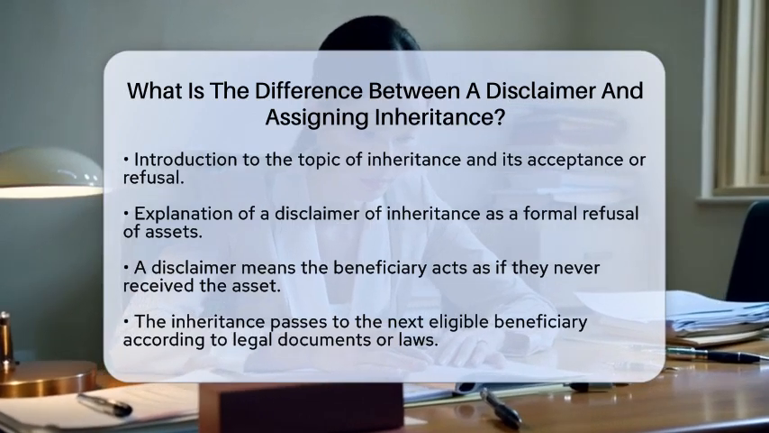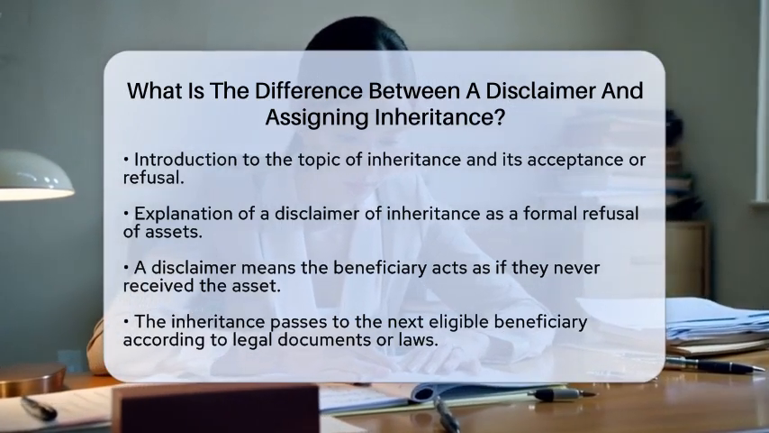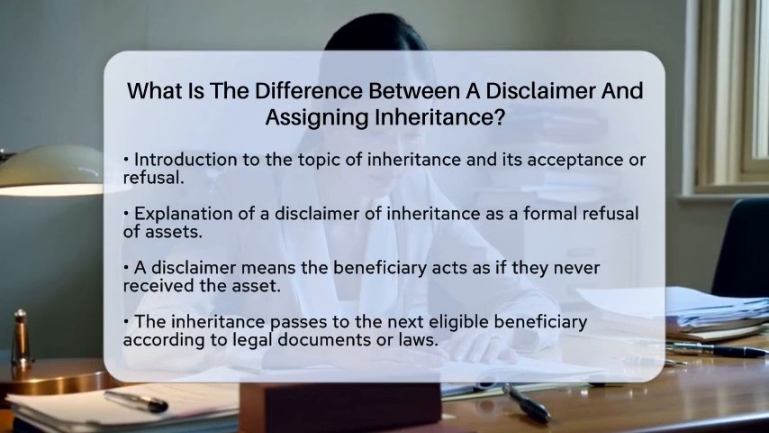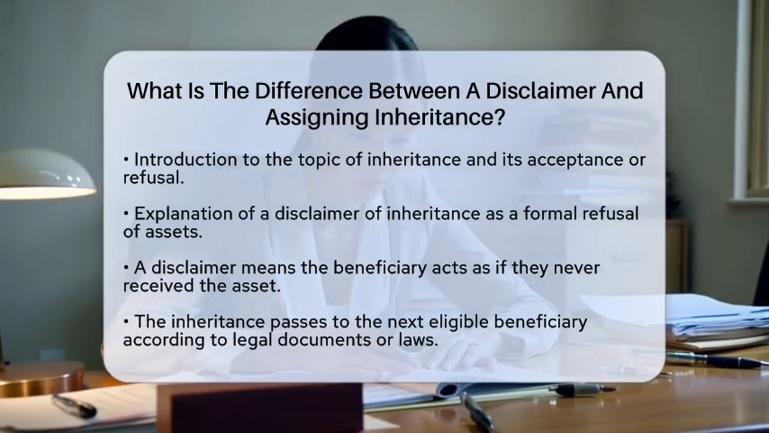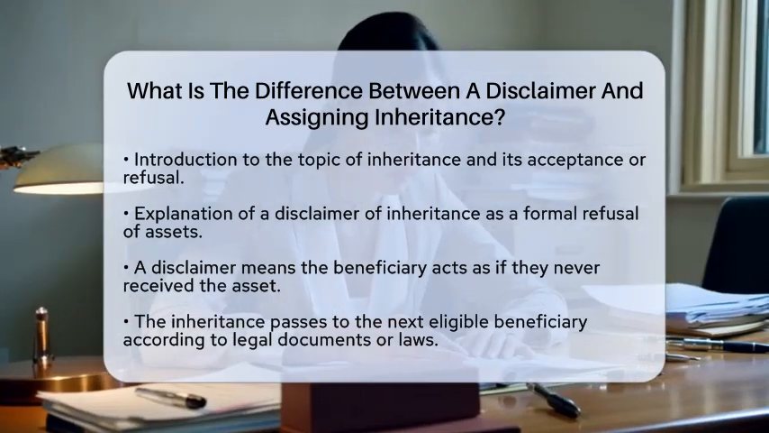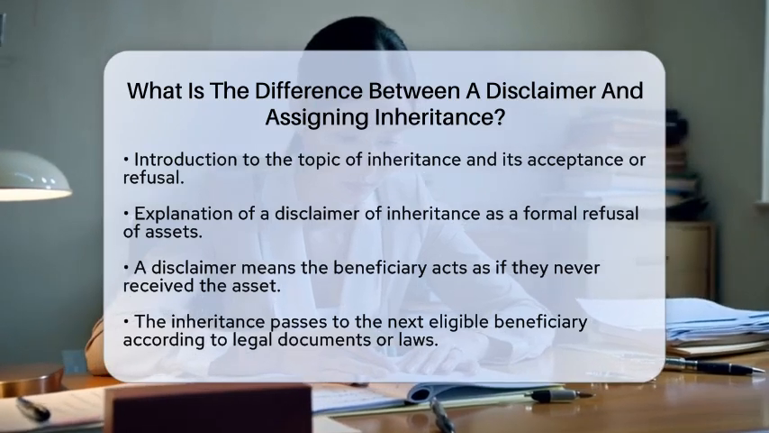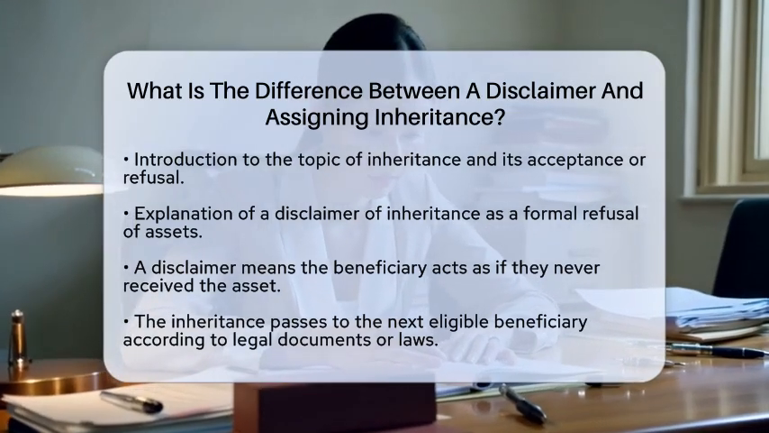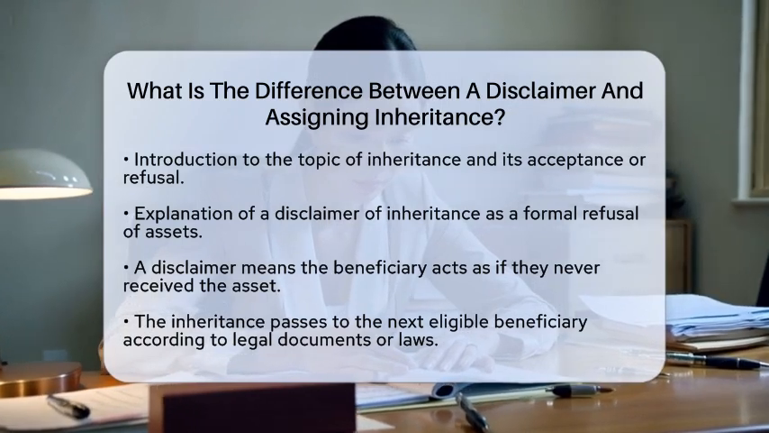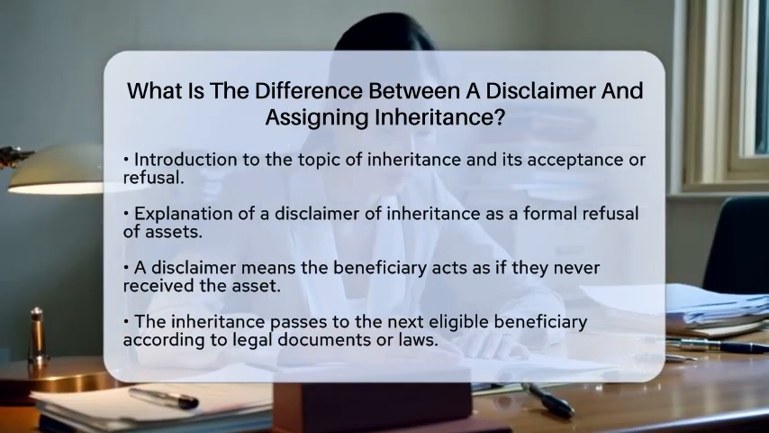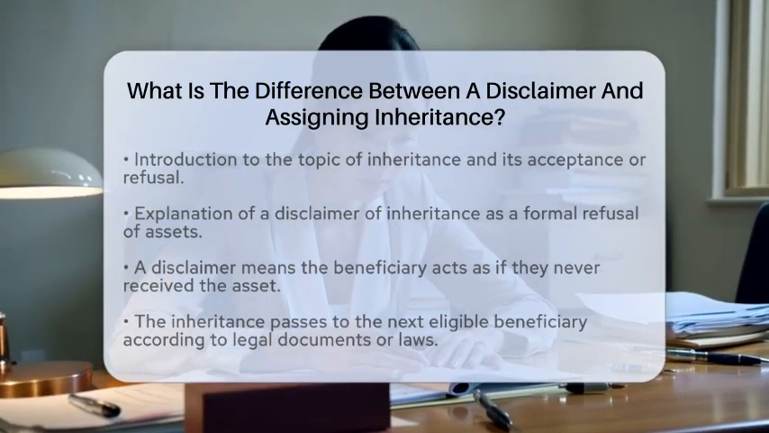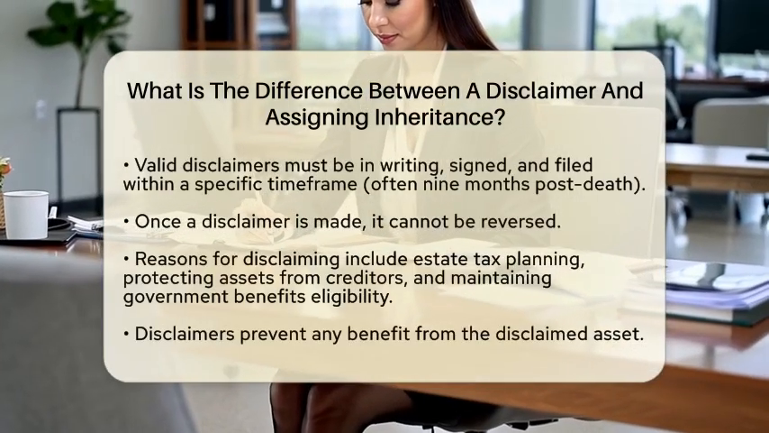First, let's talk about a disclaimer of inheritance. A disclaimer is a formal decision made by a beneficiary or heir to refuse all or part of an inheritance. This means that if you choose to disclaim an inheritance, it is as if you never received that asset at all. The inheritance then passes directly to the next eligible beneficiary according to the will, trust, or state laws.